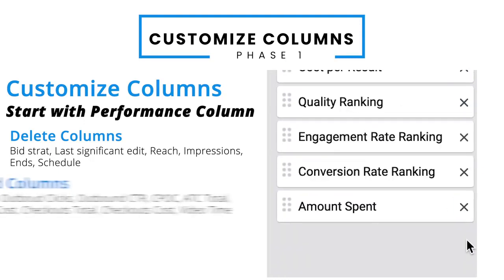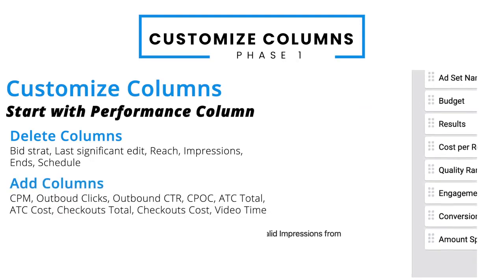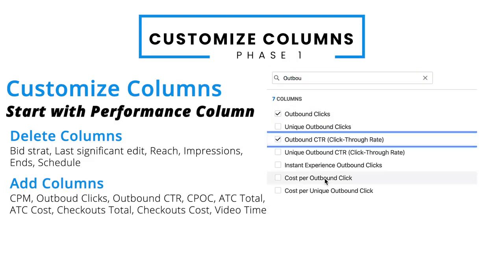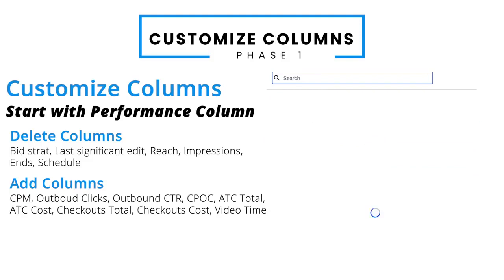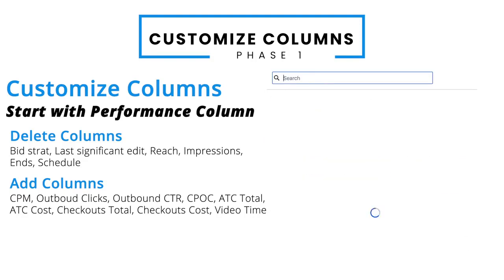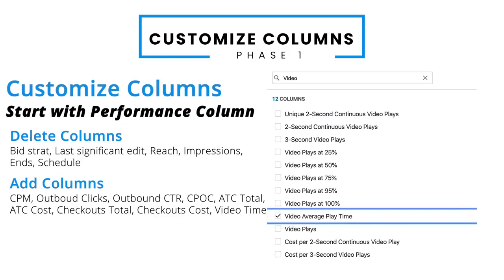Then, we'll add a few columns that are most important for analyzing how the audience for a specific ad is performing. Those are CPM, outbound clicks, outbound CTR, cost per outbound click, add to cart total and cost, checkouts initiated and cost, and video average watch time.